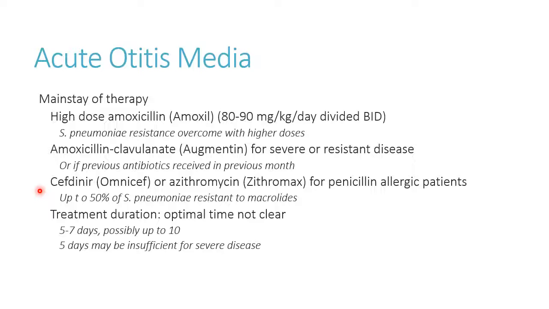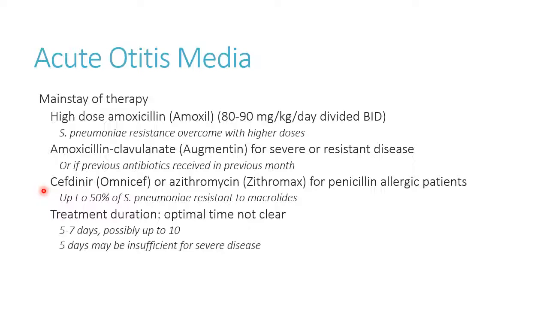So in this case, as an alternative, we could use something like cefdinir, right? Or Omnicef is the brand name there. Remember what category this fell into? It's a cephalosporin. Remember what generation? Third generation cephalosporin, right? So again, we're kind of bypassing the first generation. We're getting a little bit bigger from a gram-negative coverage standpoint to get that H. flu, to get that Moraxella catarrhalis.